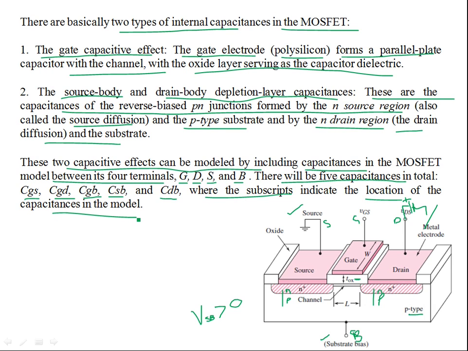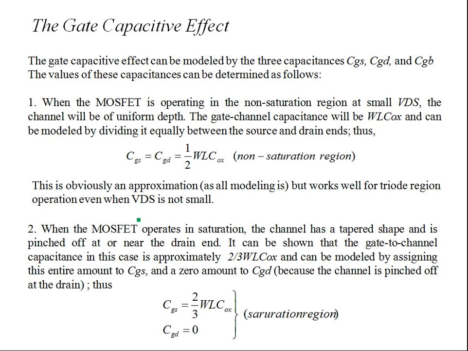So let's see in the model how these capacitances can be connected. There are some relationships given for the gate capacitive effects. For example, the gate capacitive effect can be modeled by three capacitances: CGS, CGD, and CGB. Those are the three gate capacitances. The values of these capacitances can be determined as follows, and these are all approximations. That's how it's done in the modeling.